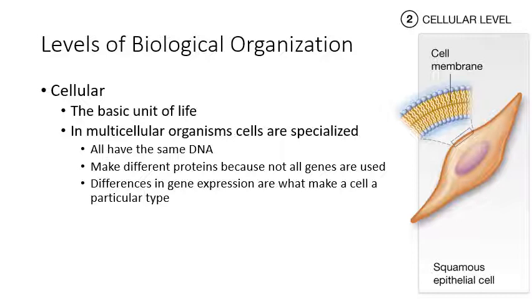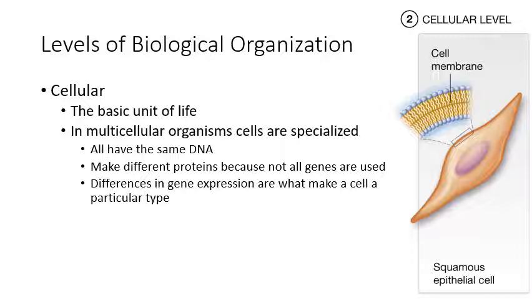In multicellular organisms, the cells are going to be specialized. So they're not all the same type of cell. They're different from each other, and they have different functions, and they're all working together, doing different functions to keep the organism alive. Even though the different cells in your body have different functions, they all have the same DNA. So they all have the same information inside of them that they can use to make proteins.